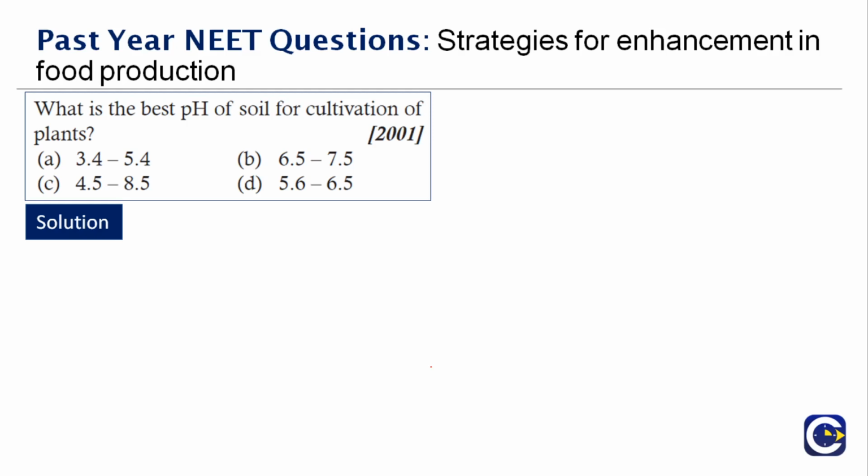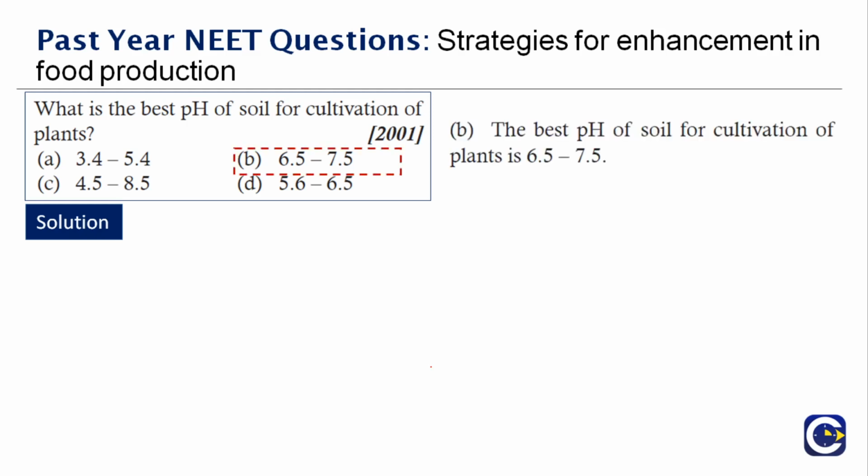The right pH for cultivation of plants, especially when it comes to soil, the best pH is 6.5 to 7.5. Here this pH is neither too acidic nor too basic. It is in a balanced state. Therefore the right answer to this question is option B.